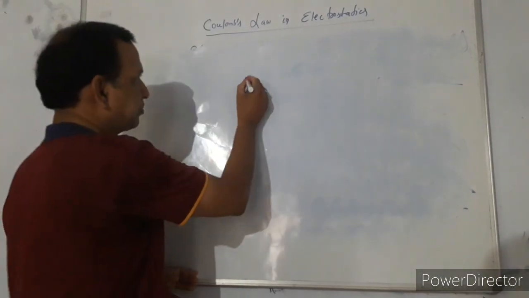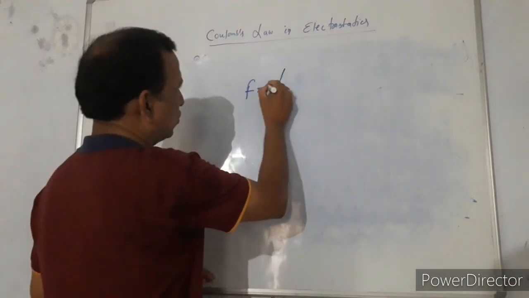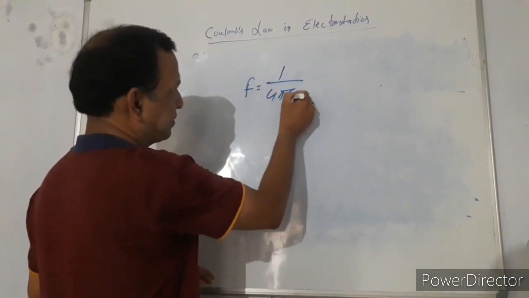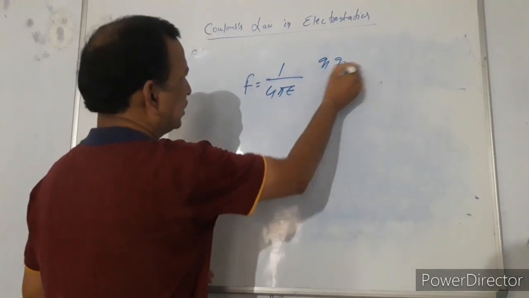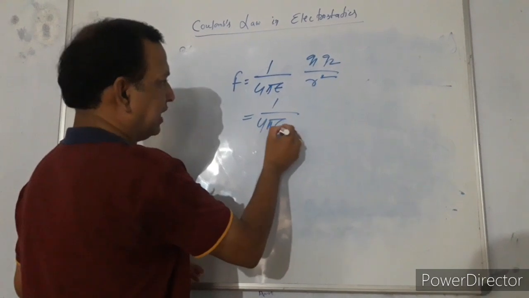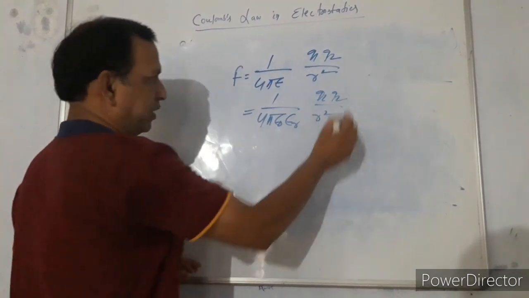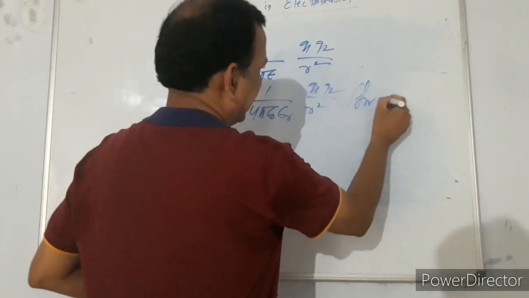Then what is F? F is equal to 1 by 4 pi epsilon Q1 Q2 by r square, or 1 by 4 pi epsilon naught epsilon r Q1 Q2 by r square for any medium.